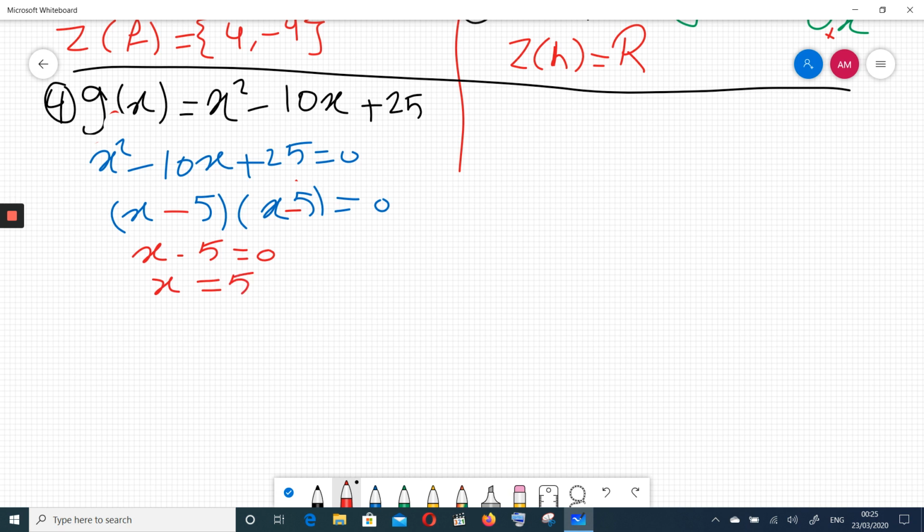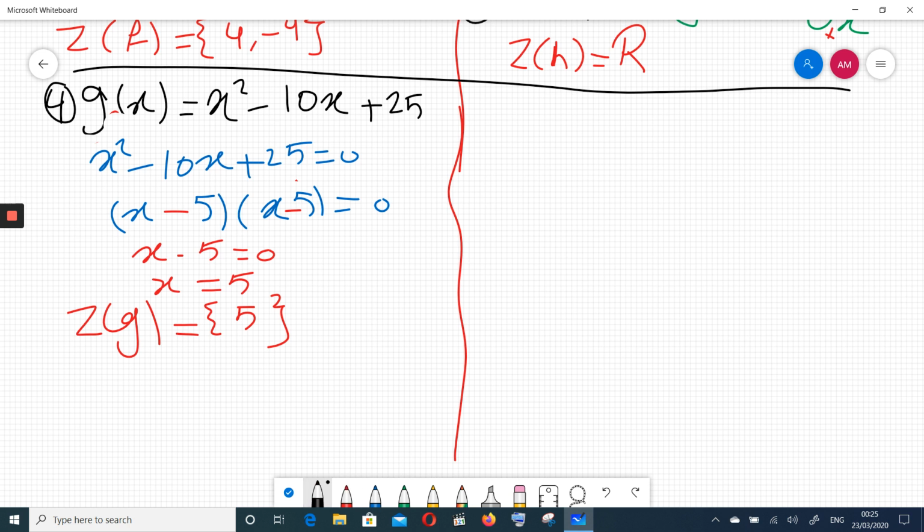And by the way, Z of g, the set of zeros of g, is going to be the set of 5. The last example here is where we use the general formula.